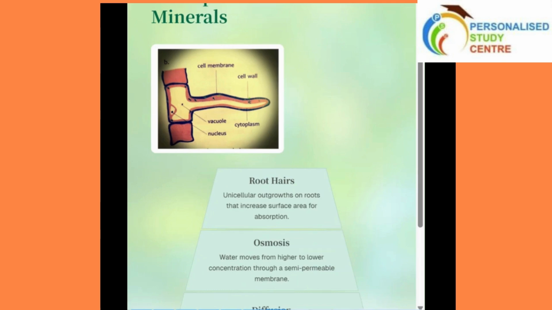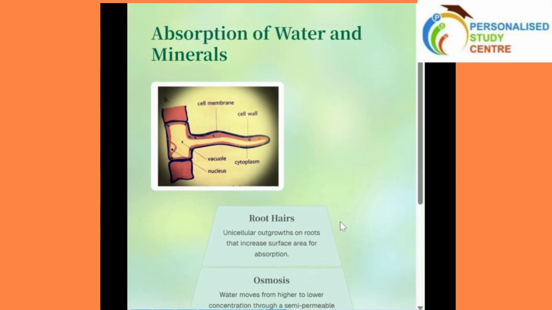In the continuation of our topic, today's topic is absorption of water and minerals. So first we will see the structure of root hairs because the absorption of water takes place through roots. Root hairs are the tiny outgrowths on plant roots that increase the surface area for absorption of water and minerals. So through root hairs, water as well as minerals both are absorbed.